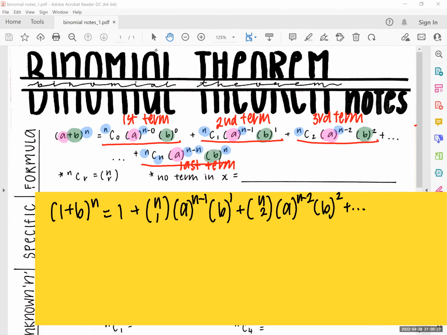All right, the next thing you need to take note of is when they say no term in x, it means, do you have any x? Yes or no? No. No x, right? So it's just 0x, and 0x means the coefficient of the x term is 0. Okay, so you can write that down also.